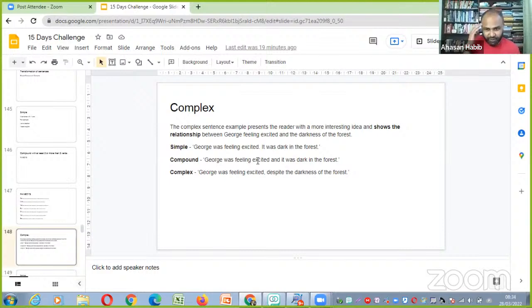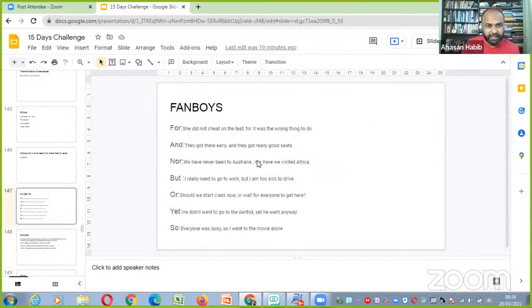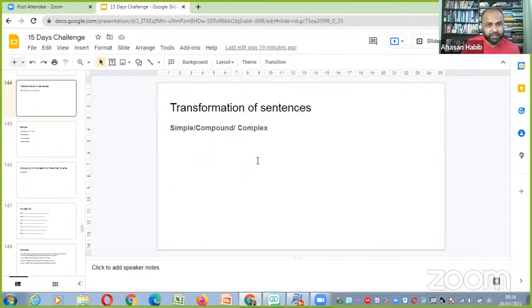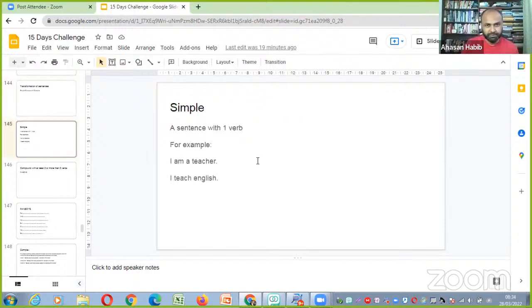So once you have got extra information, a lot of information, and you'd like to make the sentence or expression a bit interesting, then we use a complex sentence. Do you get me? Now we're going to go back to the simple sentence again, and we would like to make a lot of sentences so that you can understand. So transformation of sentences means you need to transform the sentences from simple to compound, compound to complex, complex to simple. If you know how to change the format of this kind of sentences, that means you understand the transformation of sentences.